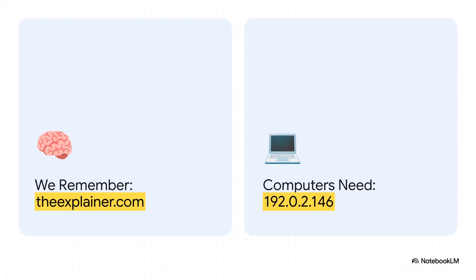And here is the core of the issue. We humans, we're great with names, right? Things like theexplainer.com. Super easy to remember, easy to type. But computers, they don't speak that language. They speak in numbers, specifically IP addresses. You know, those long strings of digits that are pretty much impossible for us to remember. So, how do you bridge that gap?